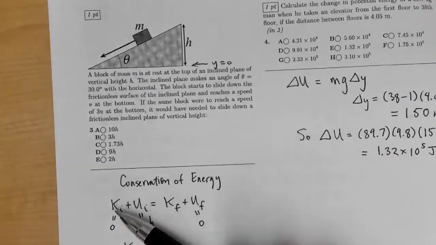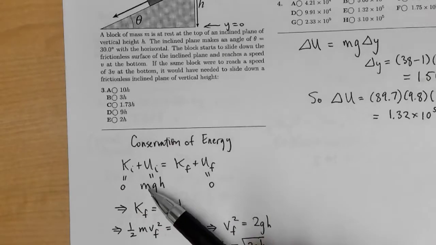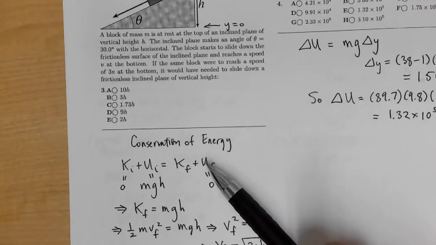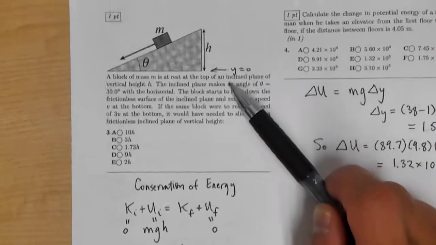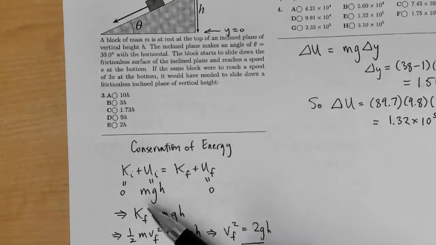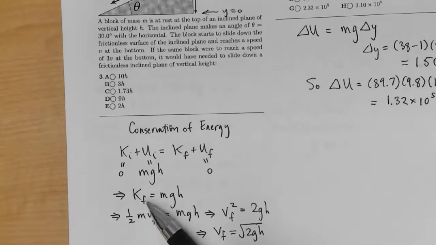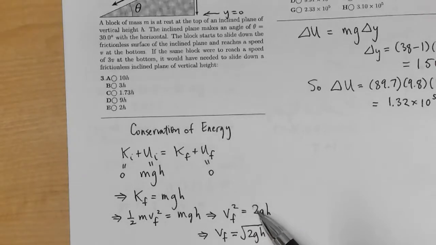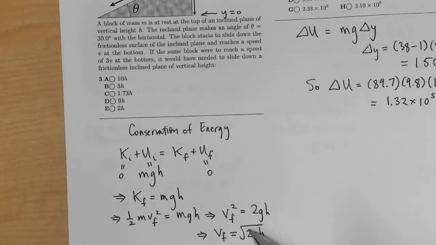Okay, so this is conservation of energy. Ki plus Ui is equal to Kf plus Uf. So the initial kinetic energy is 0. The initial potential energy is mgh. The final potential energy is equal to 0 because the height is 0, y is equal to 0. And so we can solve that the final kinetic energy is mgh. So we have 1/2 m v final squared, that's the kinetic energy, is equal to mgh. Solve for v final squared. V final squared is equal to 2gh. The m's have cancelled. So we get v final is equal to square root of 2gh.